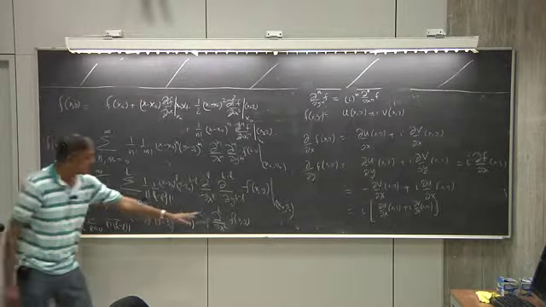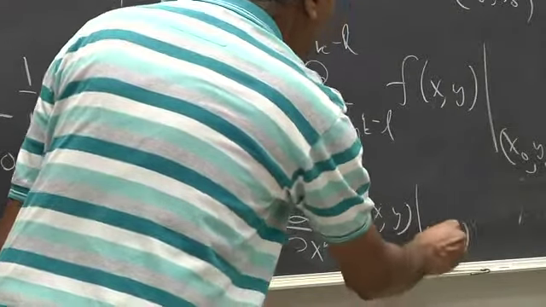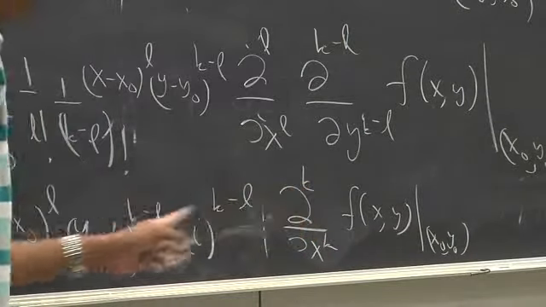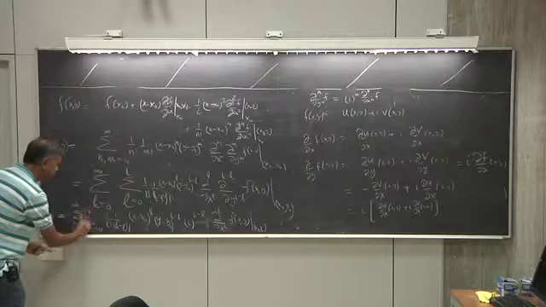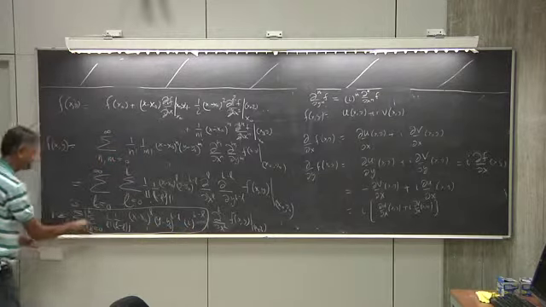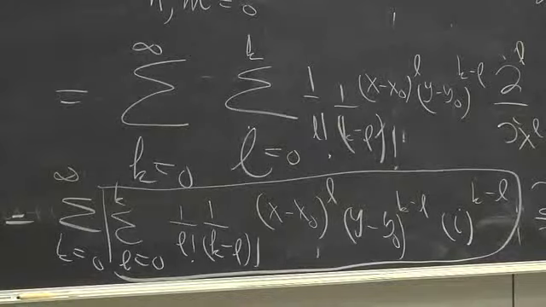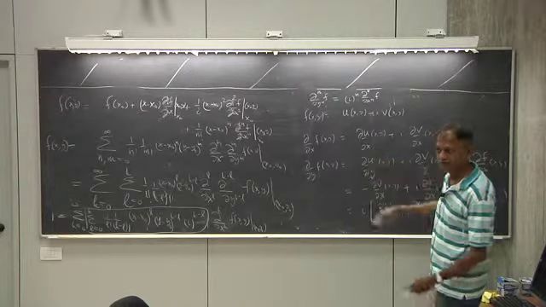So now you see L has disappeared here. This is at x naught, y naught. There is no L here. The L dependence is only in this part. You see this part here. I can sum over L. It's a finite sum, I can sum it over. But this is nothing else but a binomial expansion, right? Can I erase this part now?